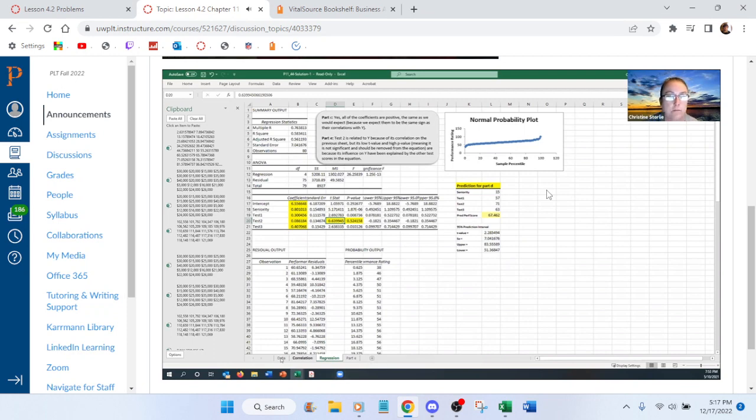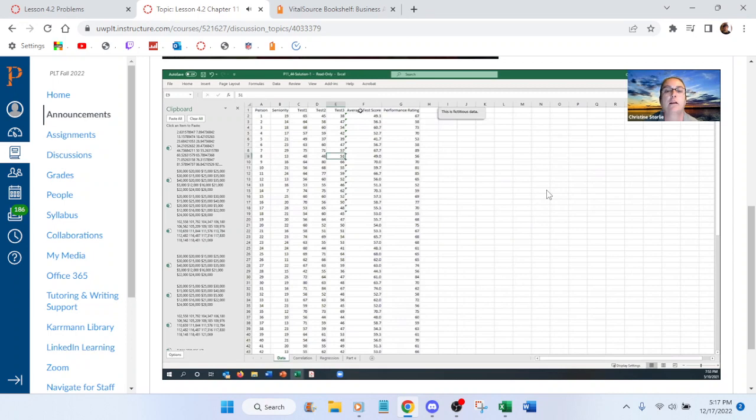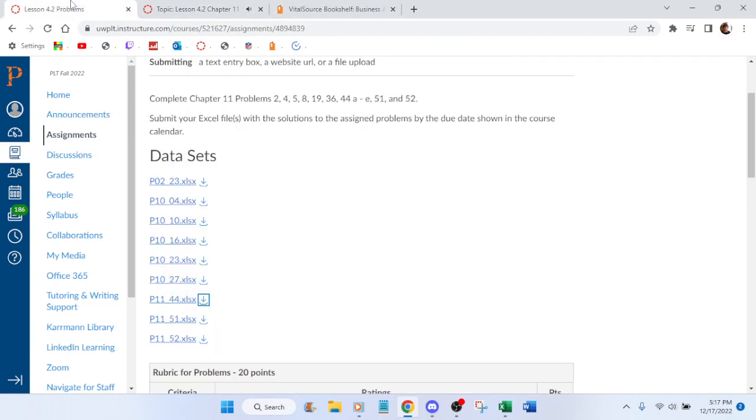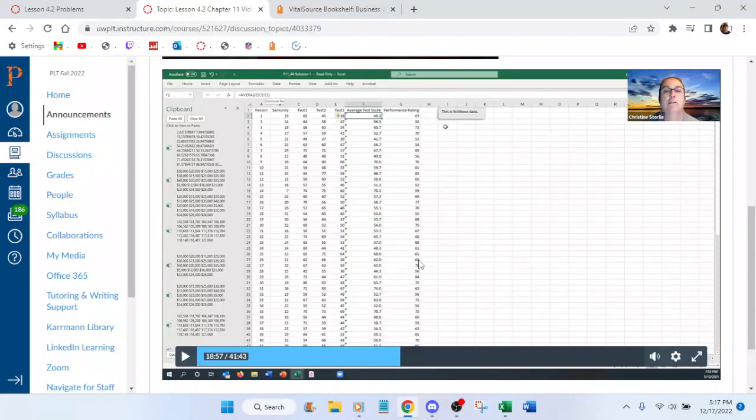So if you look here, the average test score was added in, average of C2 to E2. Hey, guess what? This homework assignment says I don't have to do F, so I'm not gonna do it.